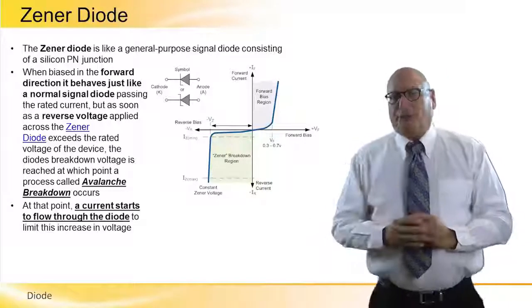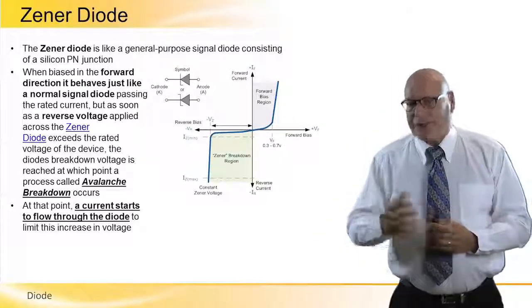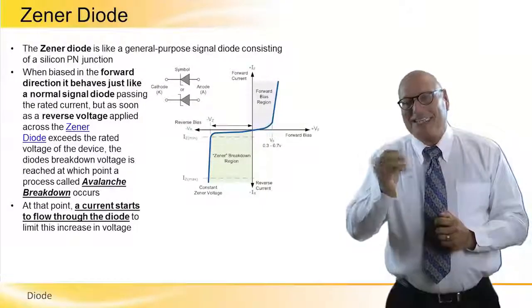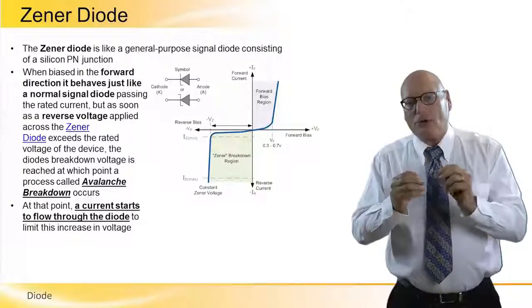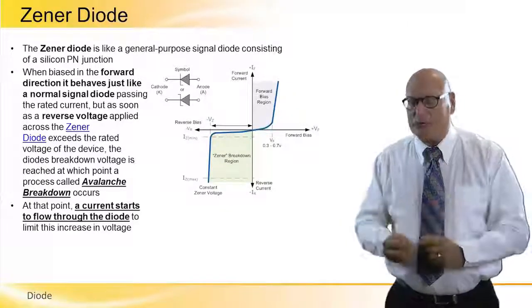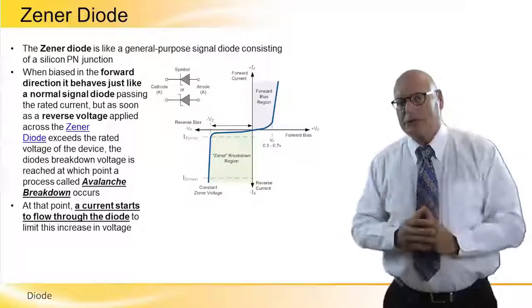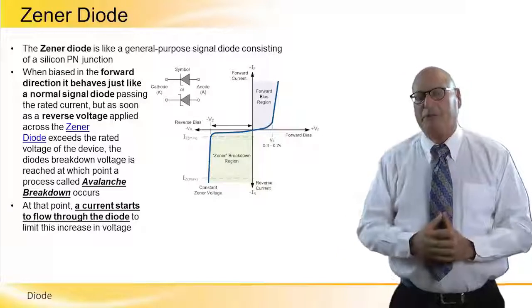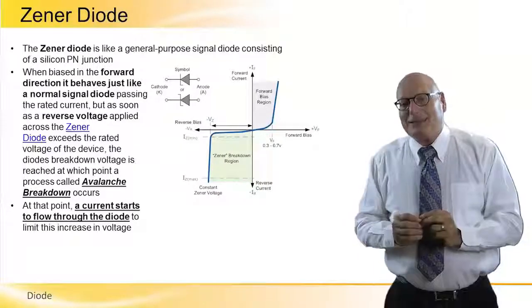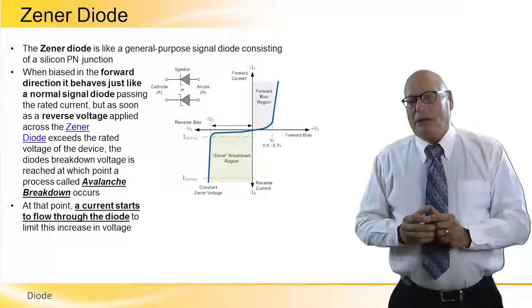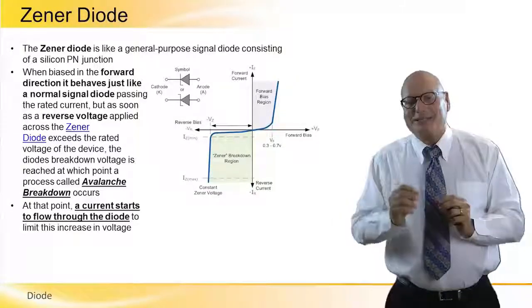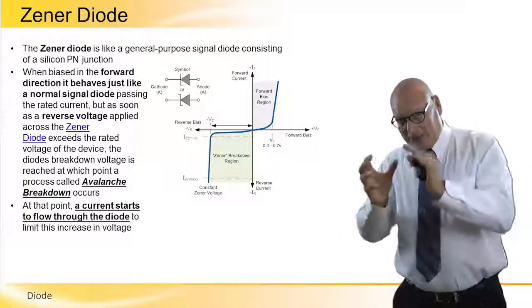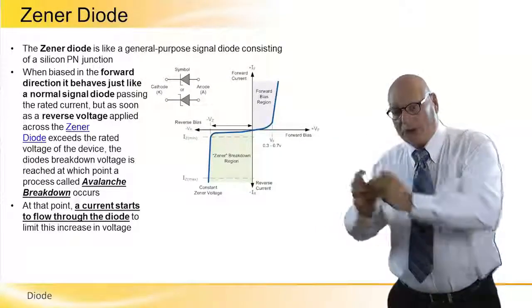A specific type of diode is a Zener diode, and let's define it. The Zener diode is like a general purpose signal diode consisting of a silicon PN junction. Silicon is more commonly used, it can also be germanium, but let's concentrate on silicon. Silicon, remember, 0.7 between anode and cathode. When biased in the forward direction, it behaves just like a normal signal diode, passing the rated current. We are working in this situation in quadrant number 1.